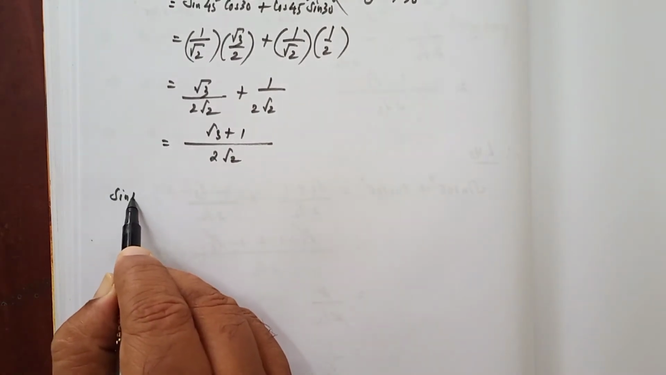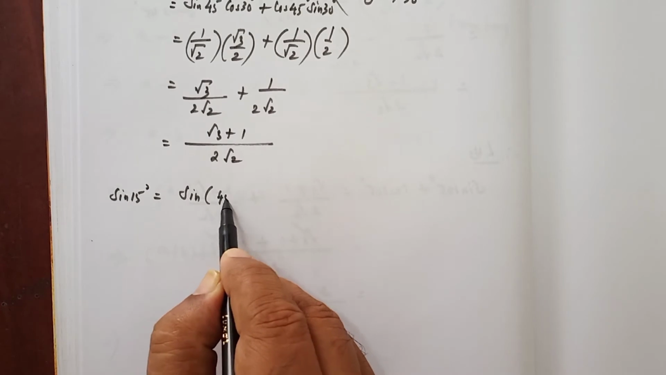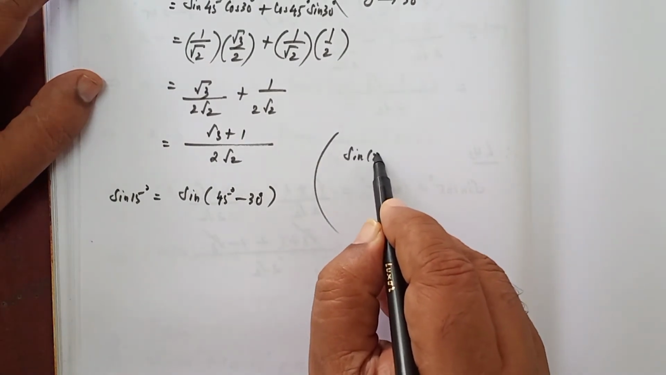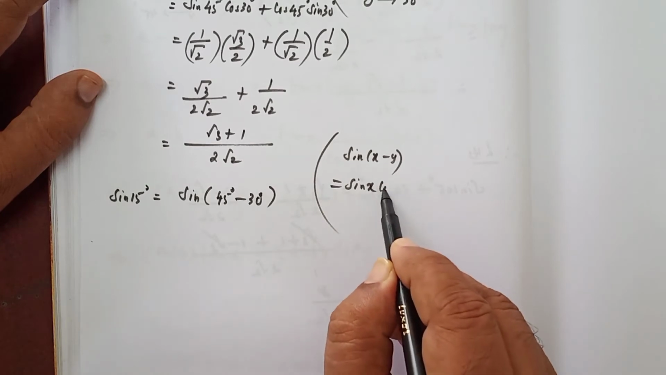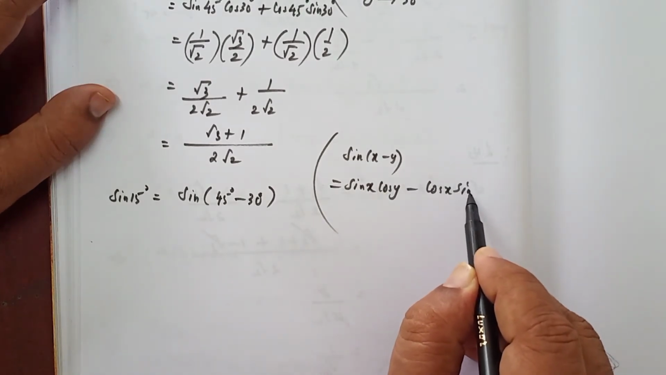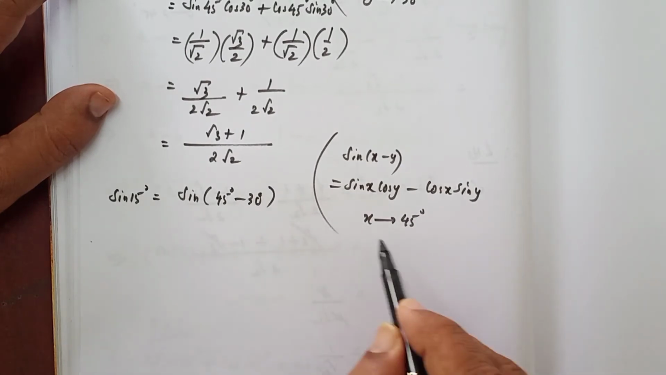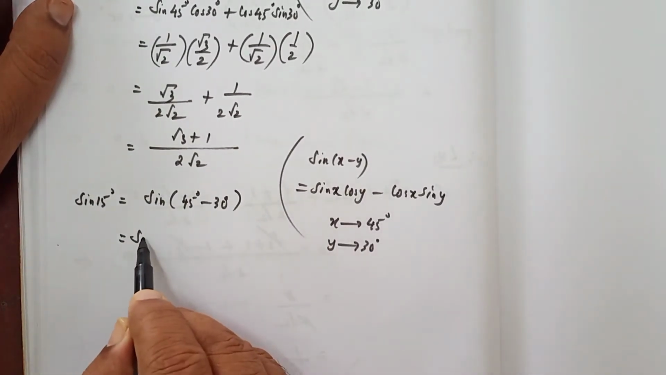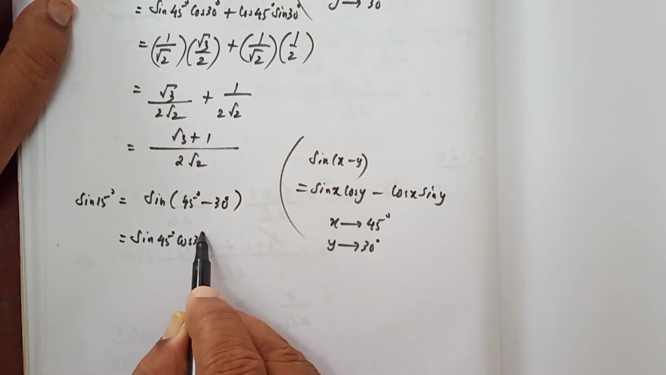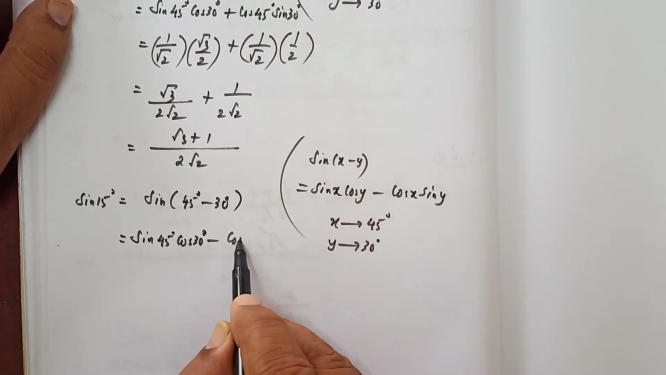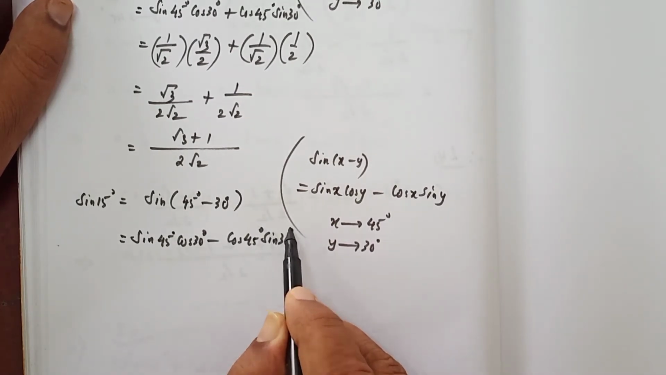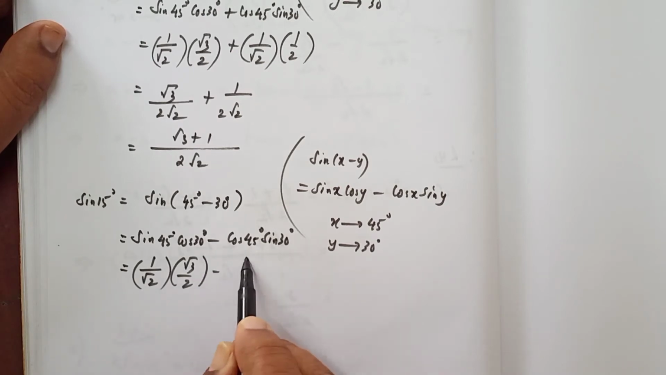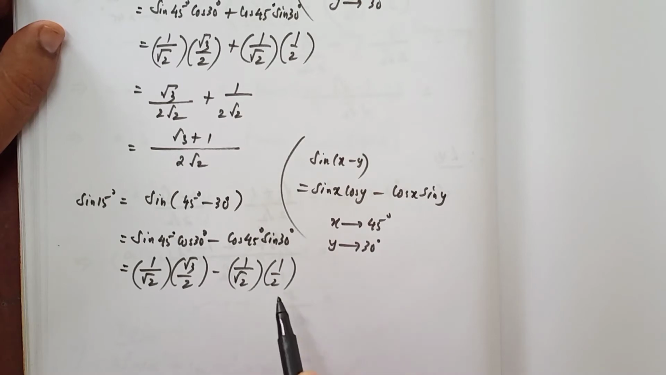Sin 15 degrees is equal to sin of 45 degrees minus 30 degrees. Here you have to apply the formula sin of x minus y, that is equal to sin x cos y minus cos x sin y. Same x equal to 45 degrees and y equal to 30 degrees. Equals sin x cos y, that is sin 45 degrees into cos 30 degrees, minus cos x sin y, that is cos 45 degrees into sin 30 degrees. Sin 45 value is 1 by root 2, cos 30 is root 3 by 2, minus cos 45 is 1 by root 2, and sin 30 is 1 by 2.